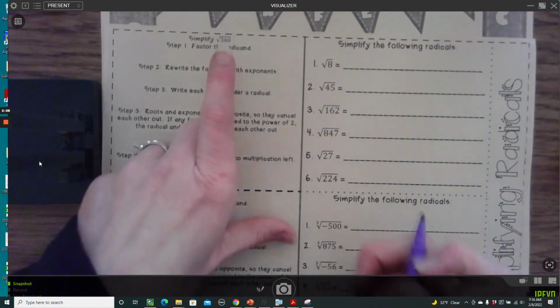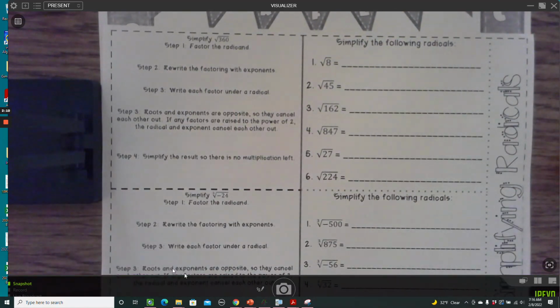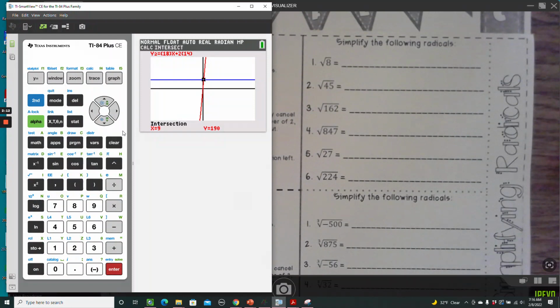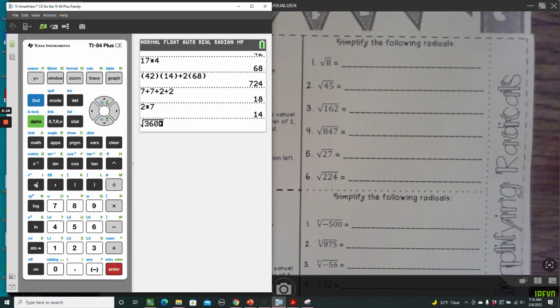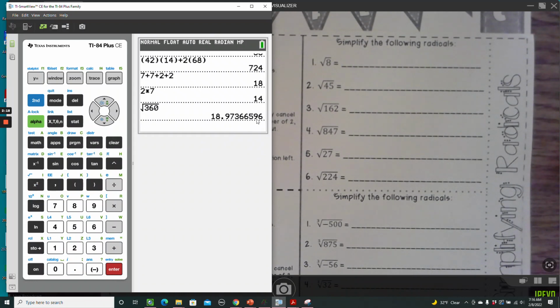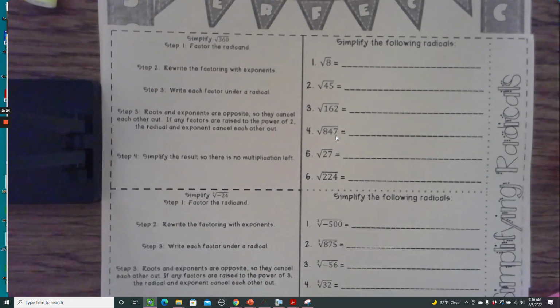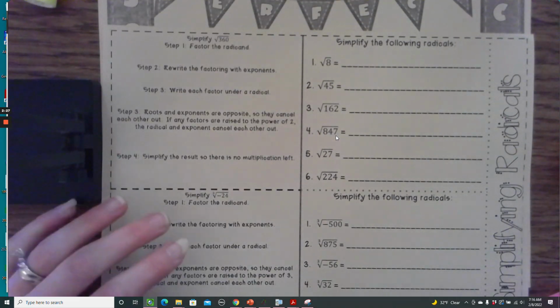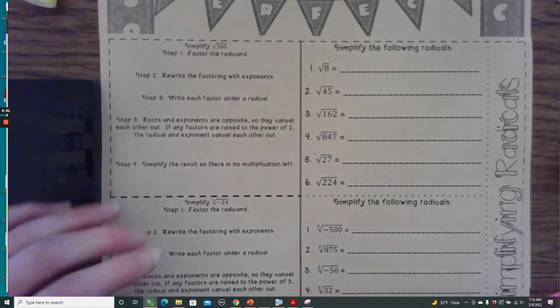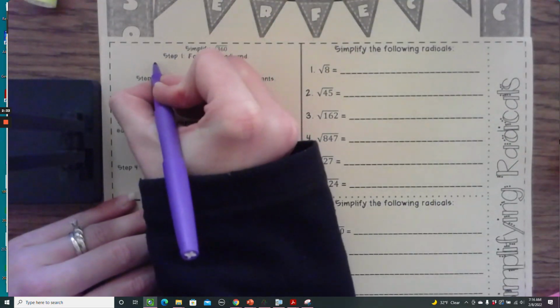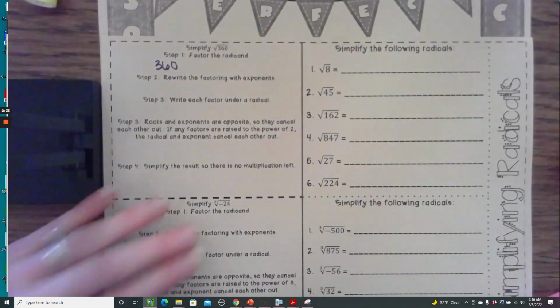All right, so we need to simplify this radical. So the reason we need to simplify, if we type that in the calculator, let's see here. If we do the square root of 360, we get this long, crazy decimal. This is an irrational number. We want to keep things as nice and neat as we possibly can. Okay, so the first thing that we want to do if we see that we have got an irrational number is factor the radicand. So we want to factor 360.